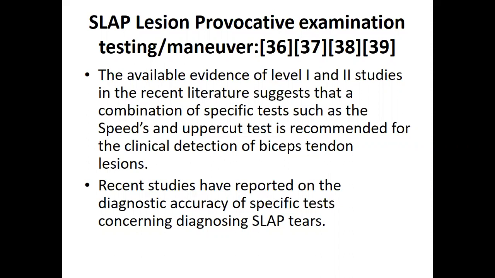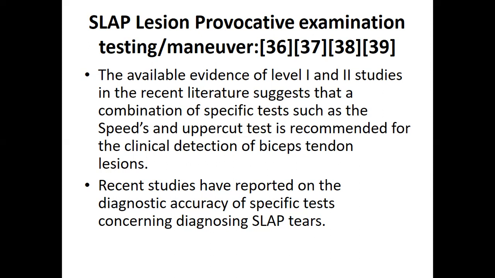Specific tests we will discuss which can be used to detect the bicep tendon pathology or the SLAP lesion. In this session we will discuss a number of tests, and for each test we will also discuss the diagnostic accuracy in terms of sensitivity and specificity as reported in the literature. The available evidence from level 1 and level 2 studies says that when we are going to diagnose the SLAP lesion or the bicep tendon pathology, a combination of some specific tests, a cluster of tests, should be used.